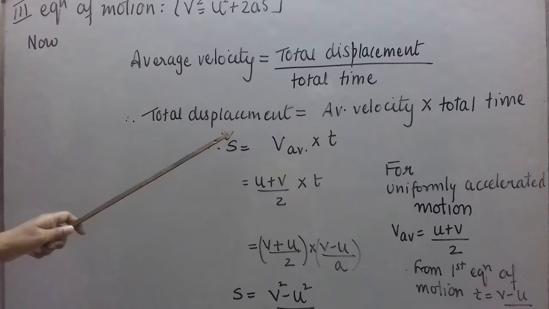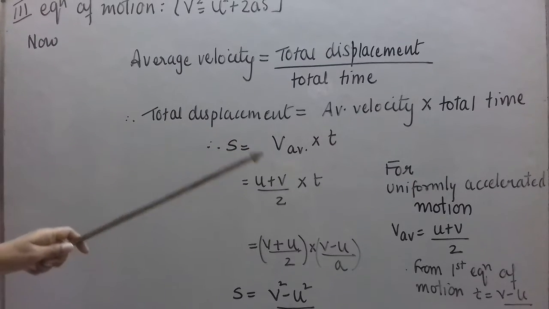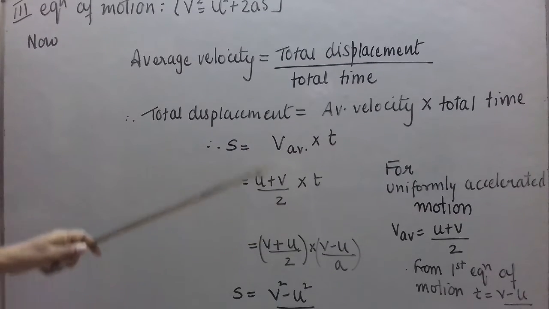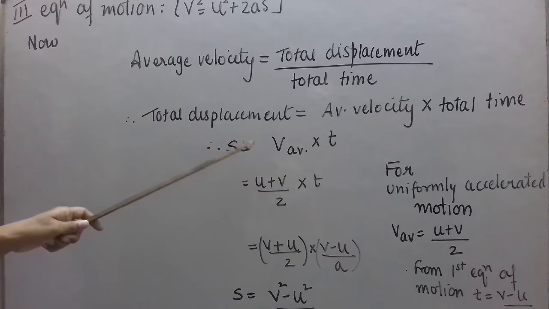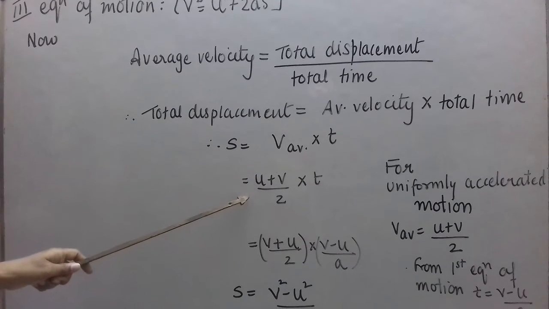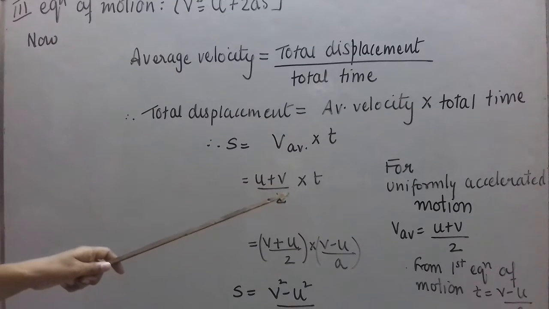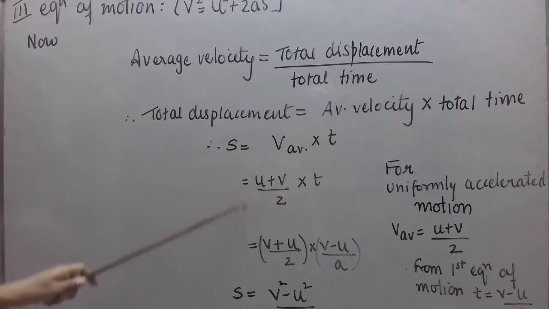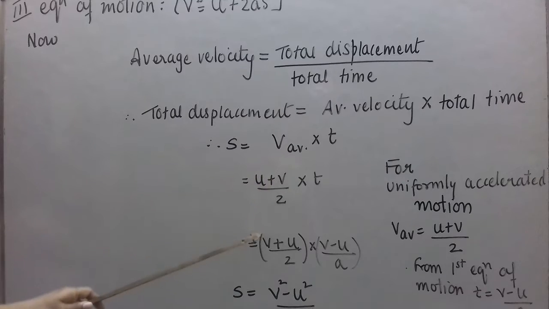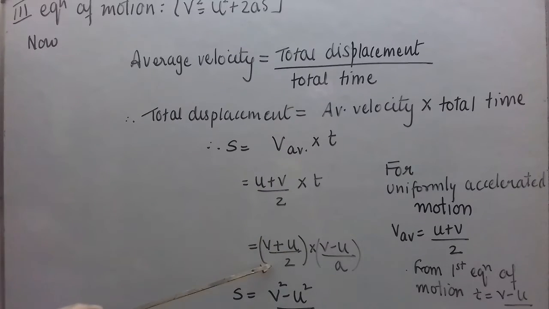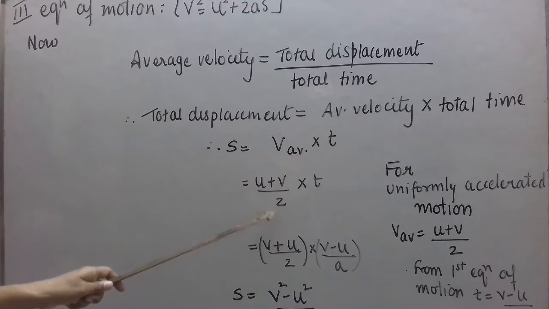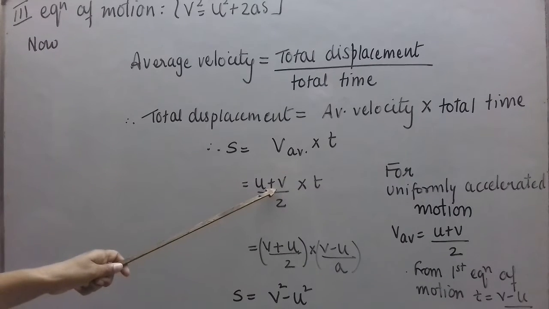S is equal to v average into t. For uniformly accelerated motion, we'll put the value of v average. It is u plus v upon 2, average of initial and final velocities, into t. Then what I have done here, u plus v can be written as v plus u upon 2. And here in the second derivation I have put the value of v.